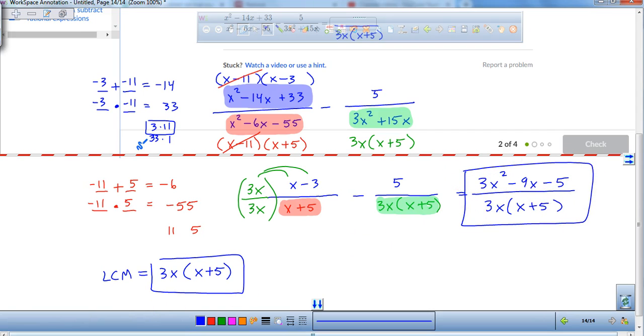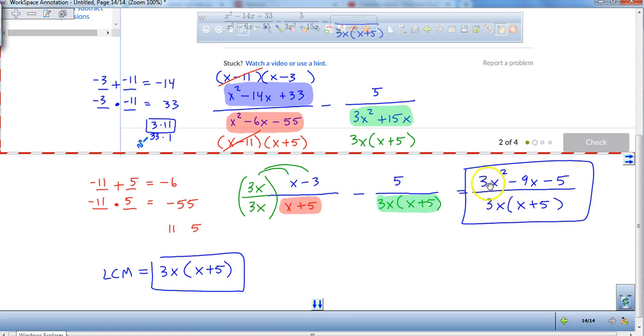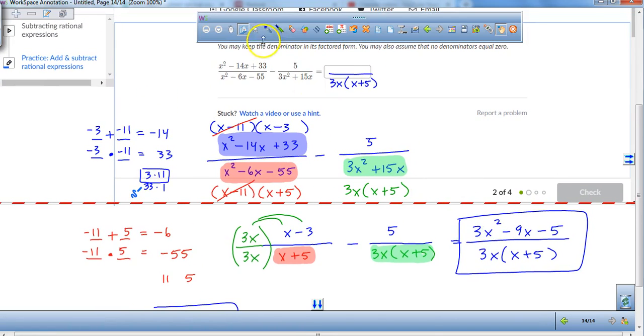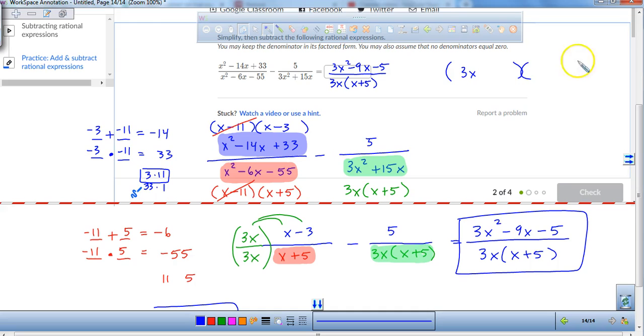There we have it. And that's what I'm going to type into the Khan Academy right here. I'm going to put 3x squared minus 9x minus 5, because I don't think there's anything, I can't really factor this out.